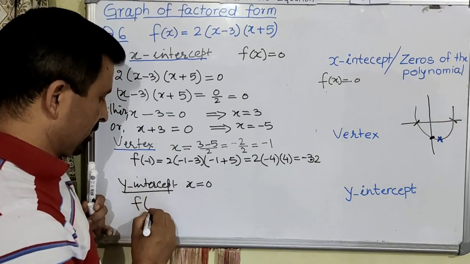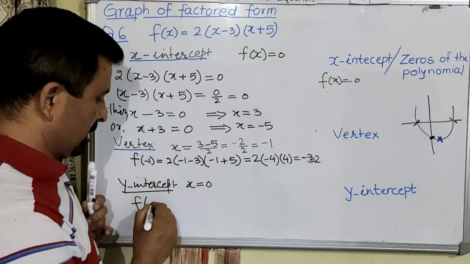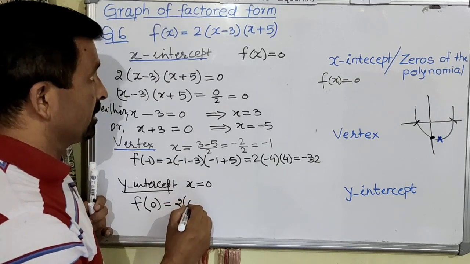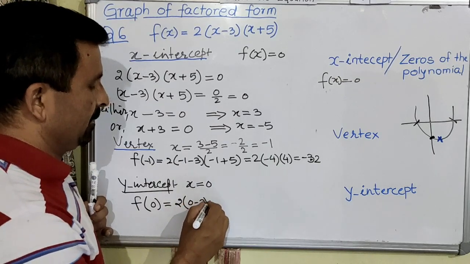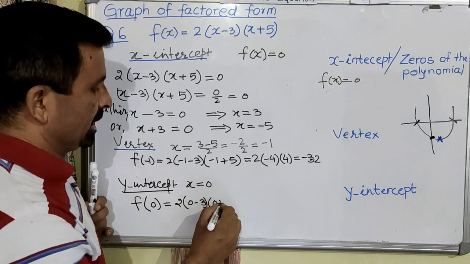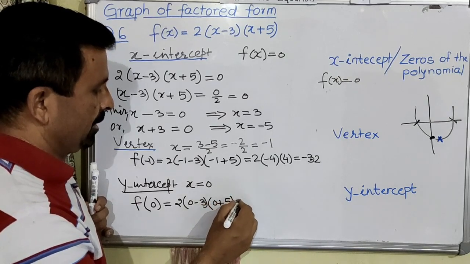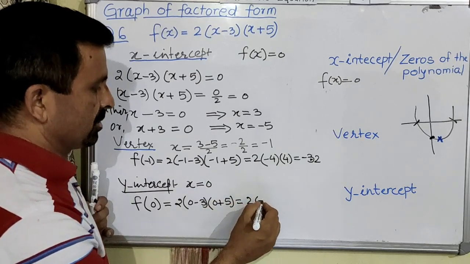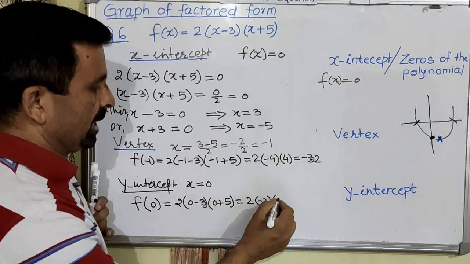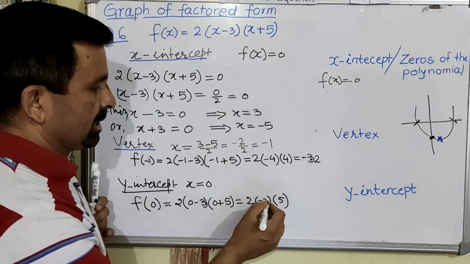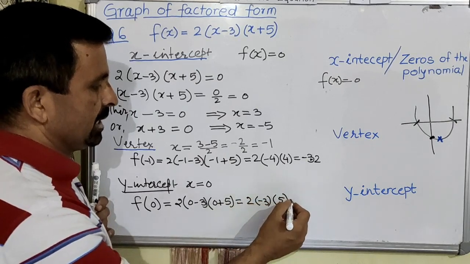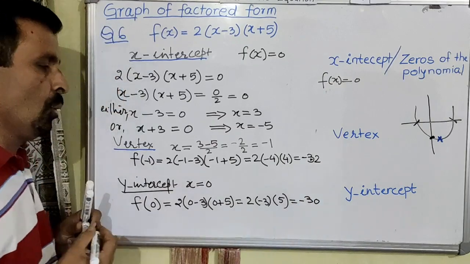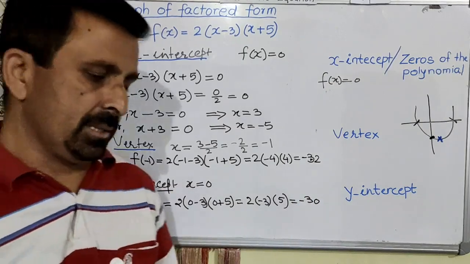So we can calculate this by putting x equal to 0: y equals 2 into (0 minus 3) into (0 plus 5). This is 2, 0 minus 3 is minus 3, and 0 plus 5 is 5. So 5 times 3 is 15, times 2 is 30, so this is minus 30. Now we are done with all the calculation.